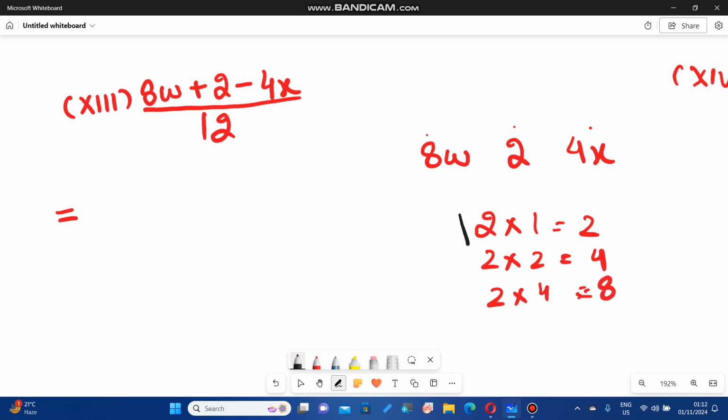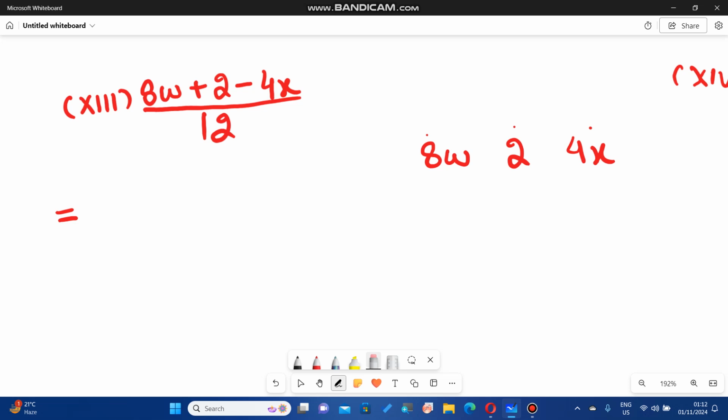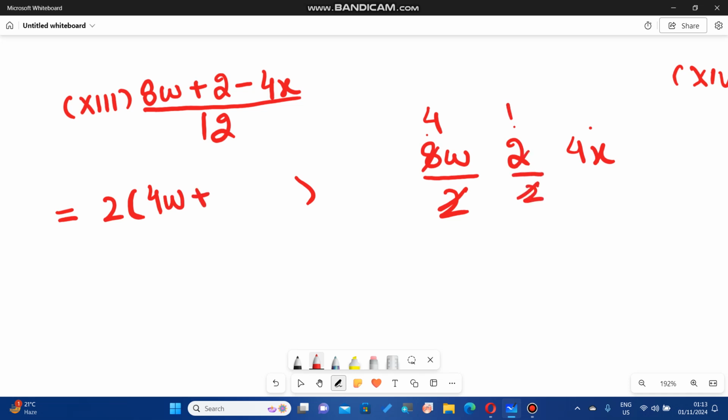What can we take common here? We can take 2 common. Alright, we can take 2 common out of it. We can write 2. Now what are we going to write inside the bracket? Out of 8w, we took 2 common. 2 times 4 equals 8, so we are left with 4w, plus, we had 2, we took 2 common out of it. 2 times 1 equals 2. We're going to write 1.